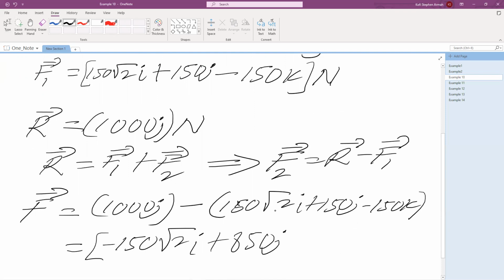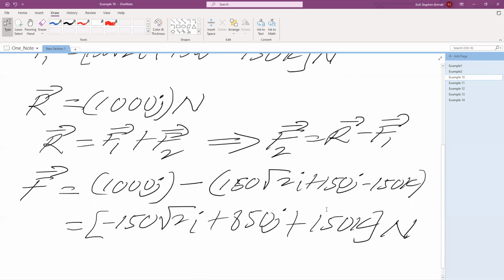850, or did I do something wrong? 850. And then again, you have to be very careful here. This is negative, negative, so that is plus 150 k. Let me put everything in square brackets and then newtons. Okay, cool. So that is F2. It's enough, unless maybe they want you to find the magnitude and direction.